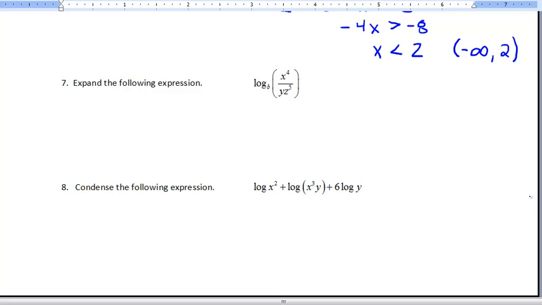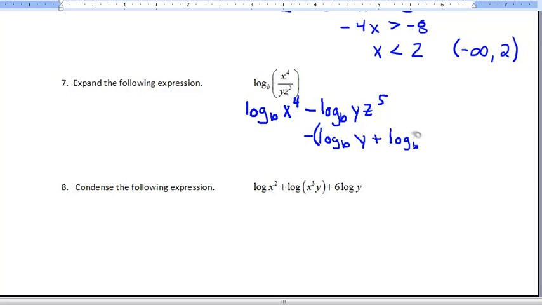Number 7, we've got to expand. Expand, we're first going to look for division, which we're going to write out as subtraction. So I'm going to write log base b of x to the 4th minus log base b of y z to the 5th. Now this right here is multiplication, so I'm going to split that up, but I have to split it up by doing addition, and I have to make sure that it's in parentheses because we're already subtracting this log. So you can see log base b of y plus log base b of z to the 5th. I keep my log base b of x to the 4th out front.